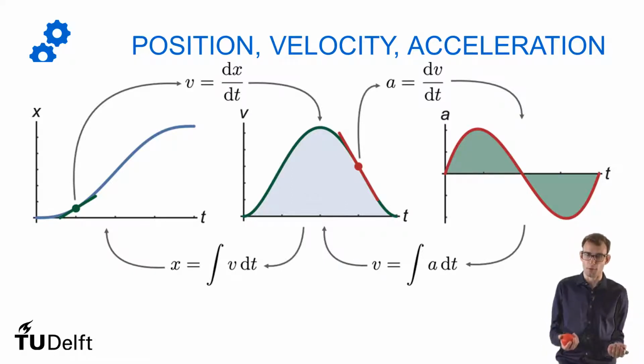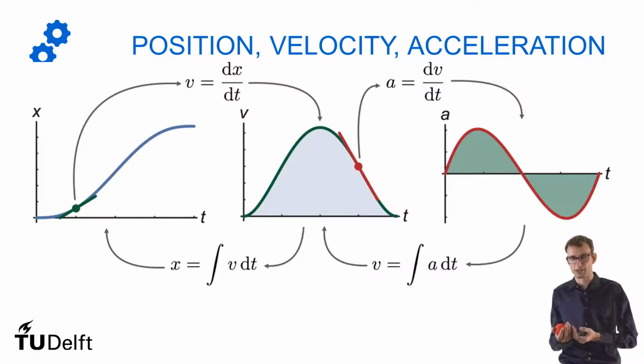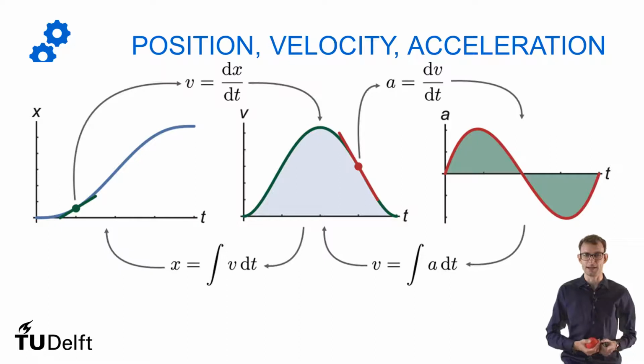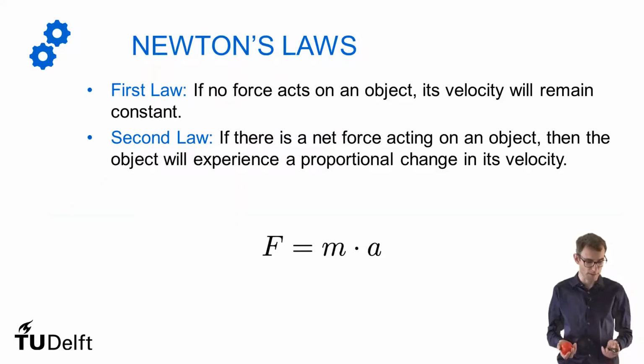So if we know the force, we know the acceleration, and we can find the velocity by integrating, and then the position by integrating again. And this gives us Newton's second law in its most well-known form. F is m times a. The force equals the mass of the object times the acceleration.